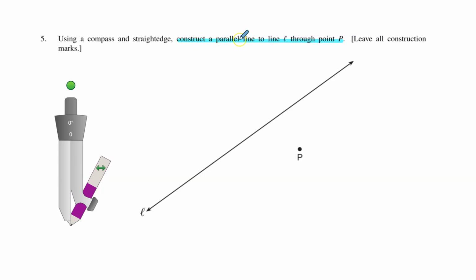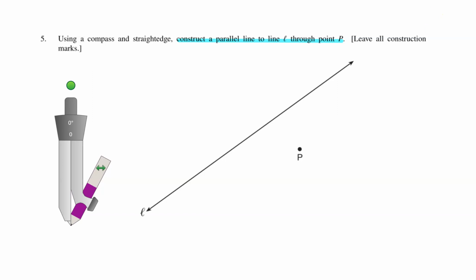This one's asking us to construct a parallel line to line L, which is the given line, and that it goes through point P, which is this one right here. So we've got multiple ways we can do this. We could do a perpendicular line through P that intersects L, and then after I have that perpendicular line, I could do a second perpendicular line through P and the line that we had just created, which is fine.